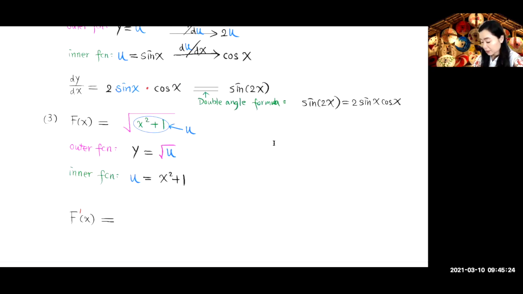Okay. So by the chain rule, we're going to differentiate y with respect to u. And then later on, we're going to multiply that with the derivative of this inner function with respect to x. Okay. So what's dy du over here?